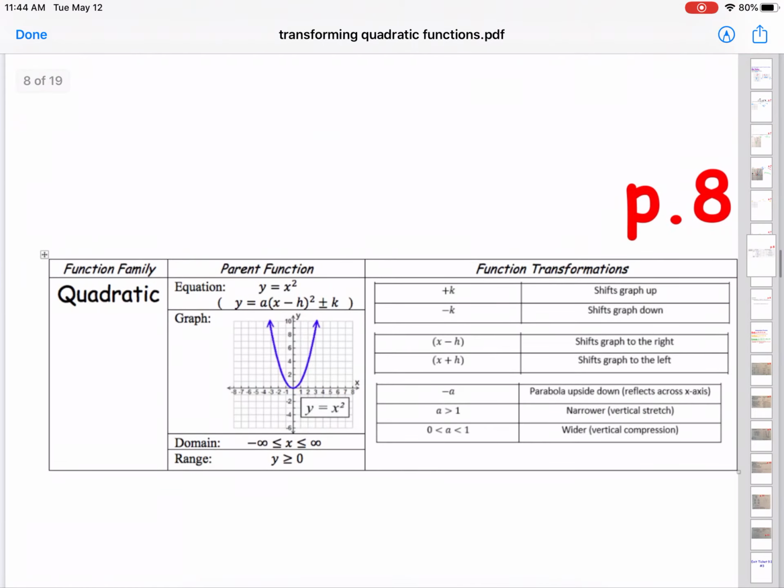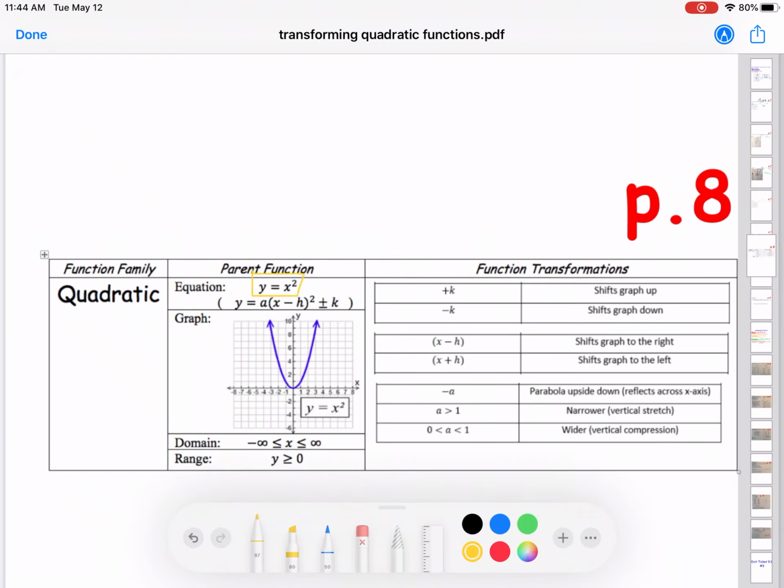So looking at page 8, you see that we've summarized all of these results for our third function family, the quadratic function. Again, our original parent function over here is y equals x squared, but in a more detailed form is y equals a, x minus h squared plus or minus k. Our original parent function is a parabola looking as such in this graph. The domain is all real numbers because I can put in any number for x. And our range is y is greater than or equal to 0 because our y values are either 0 or greater. So you'll notice that the 3 ways that you can transform your graph are summarized here.